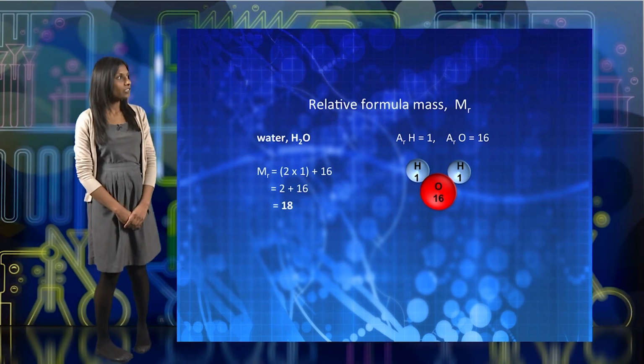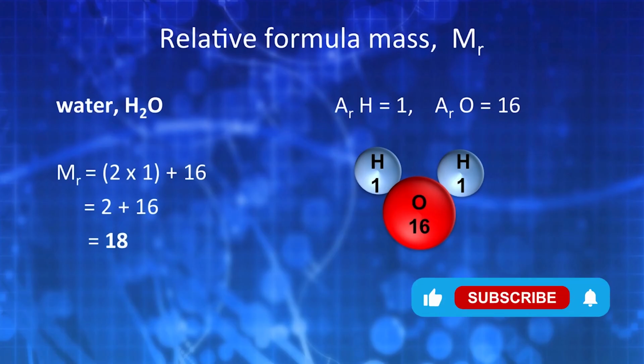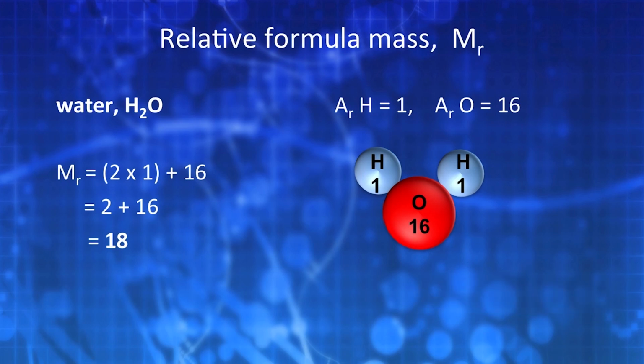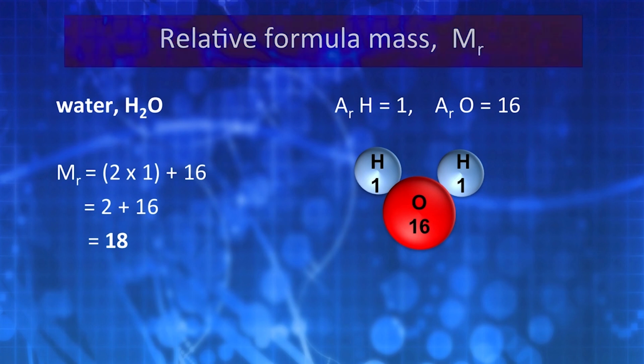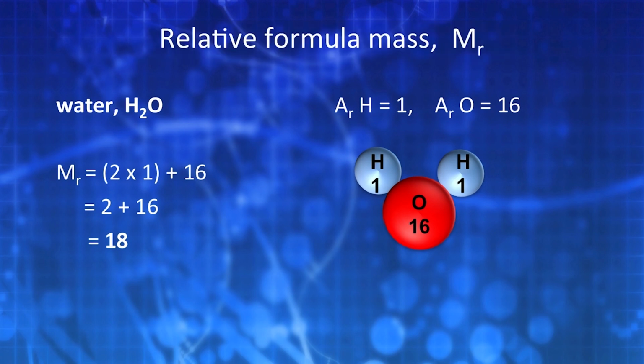Relative atomic masses are used to compare the masses of different atoms. Relative atomic masses can also be used to compare the masses of molecules in different compounds. The relative masses of compounds are called relative formula masses, with the symbol Mr as opposed to Ar as seen with relative atomic masses. Now, the relative formula mass of a compound is the sum of the relative atomic masses of all the atoms in its formula.